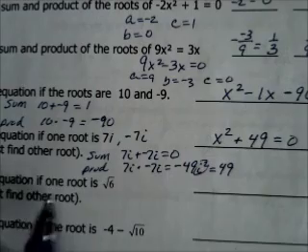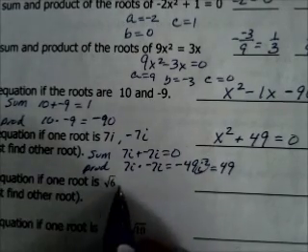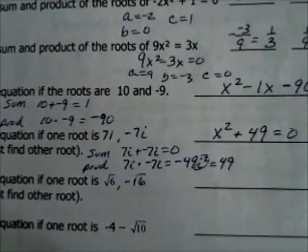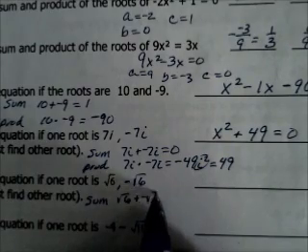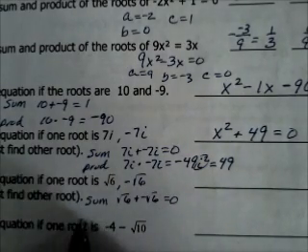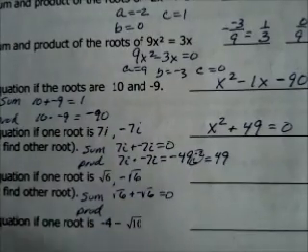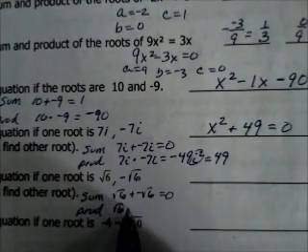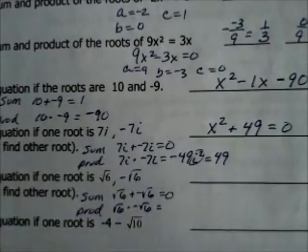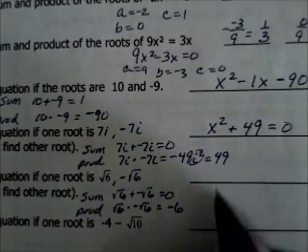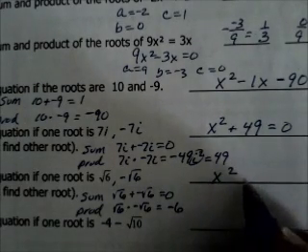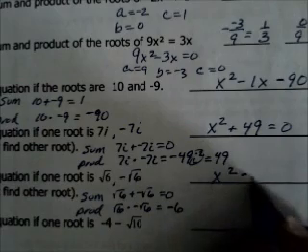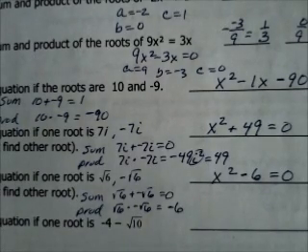Number 5, find an equation if one root is the square root of 6. The other root would be negative square root of 6. What's the sum? What's square root of 6 plus negative square root of 6? Well, that's 0. What's the product? The product, what's the square root of 6 times negative square root of 6? That's negative 6. So we have x squared minus the sum, which was 0, plus the product, which is negative 6. So x squared minus 6 equals 0.